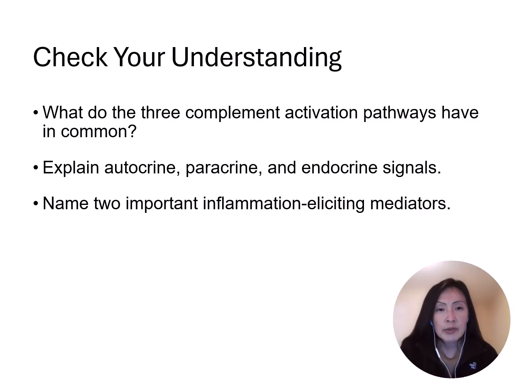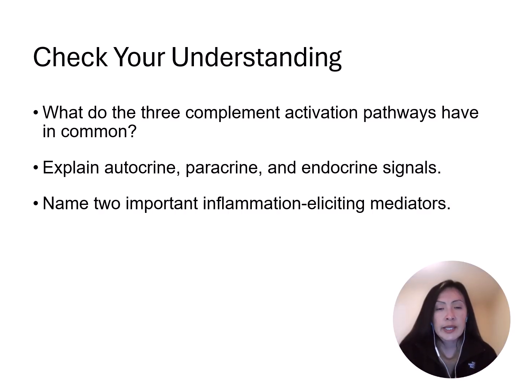The second checkpoint question asks us to explain autocrine, paracrine, and endocrine signals. So for autocrine signals, these cytokines act on the same cell that released it. Paracrine is when the cytokine acts on nearby cells. And the endocrine signals, this is when the cytokine travels through the bloodstream to act on distant cells.